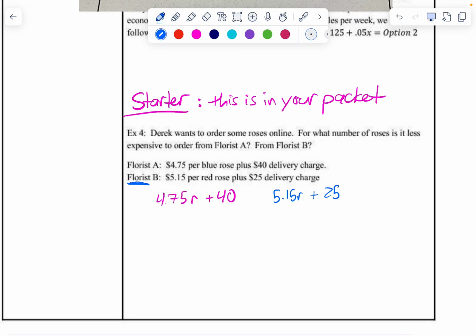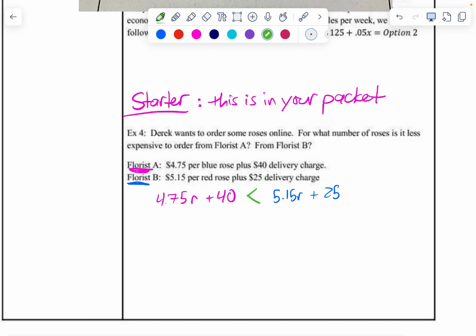So you can kind of say, well, why would you ever order from florist B? Maybe if you just glance at this, because they charge more per rose. But their delivery fee is $15 less, so that kind of makes up for some of it, right? What should I put in between these two? Inequality. And so it says for what number of roses is it less? So we'll start with A having the less than sign.